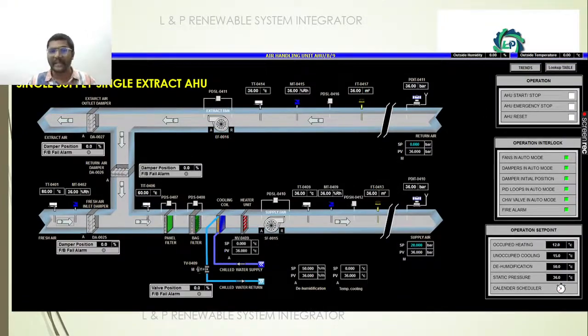This is the single supply single extract type. Here also we are using the humidity sensors.